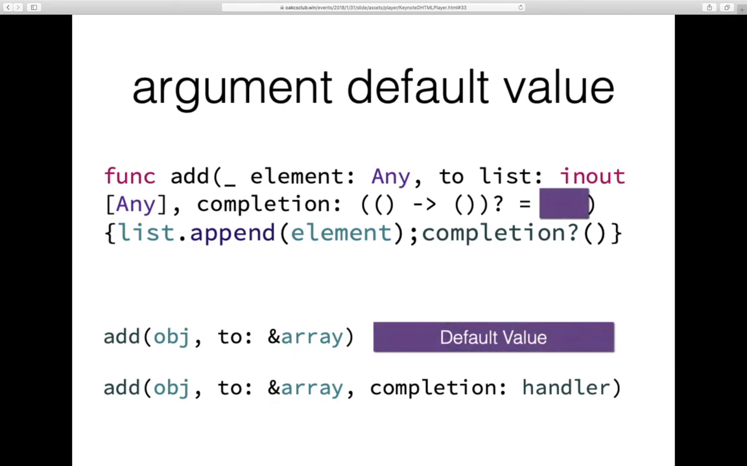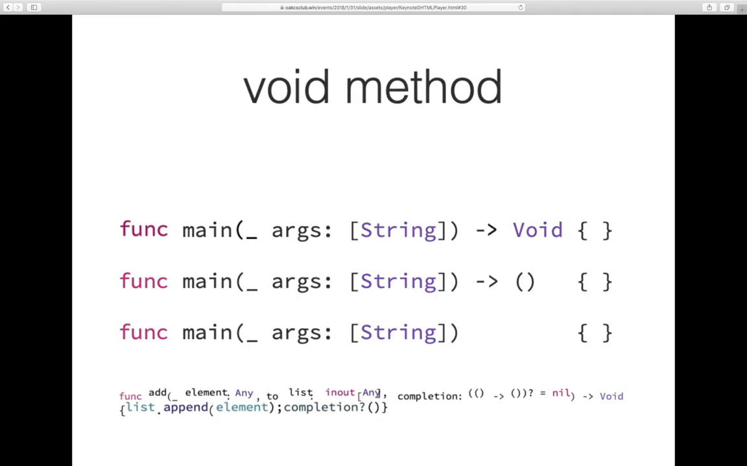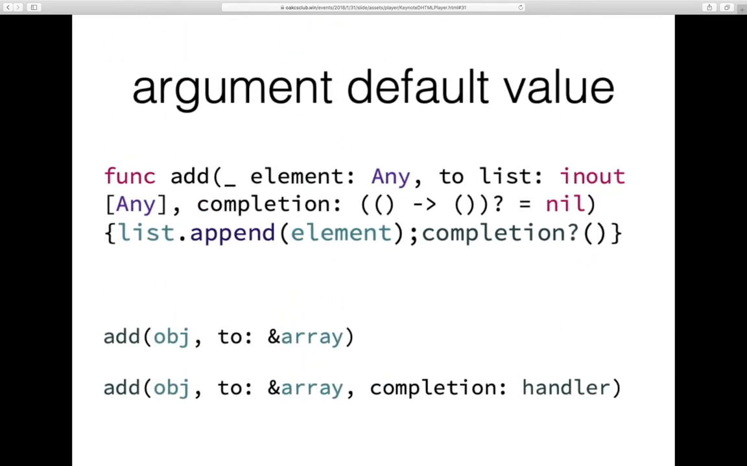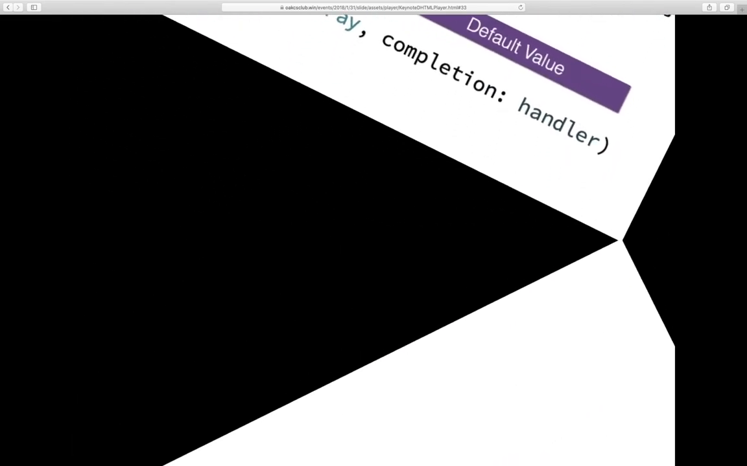Default value. Wait, what did you put as the default? Yeah, oh god, what did I do? Function as parameter, but that's okay. Completion equals nil. Boop. Boop.